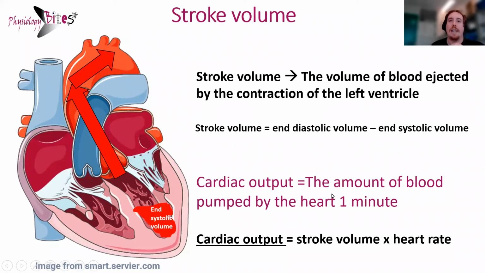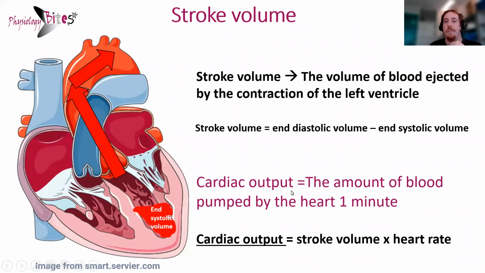So this is where cardiac output becomes very important. Cardiac output is the amount of blood pumped by the heart in 1 minute. And this is a very useful measure, because if you wanted to measure the effectiveness of a pump, how much of a substance it can pump in a minute is a great way to know how well it's working. And so the way we calculate this is actually very straightforward.